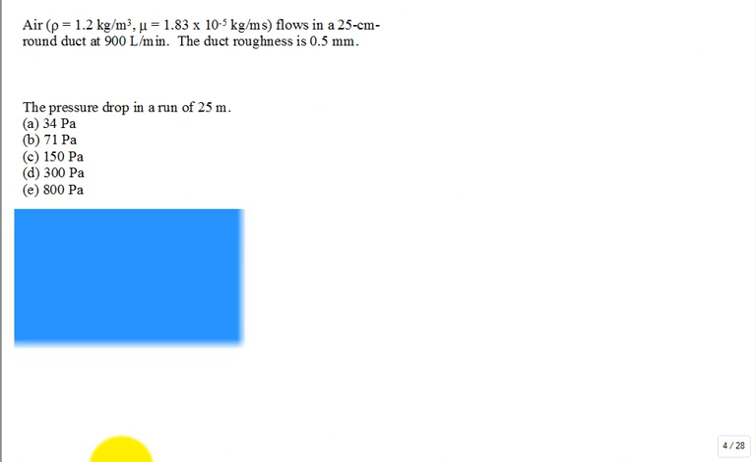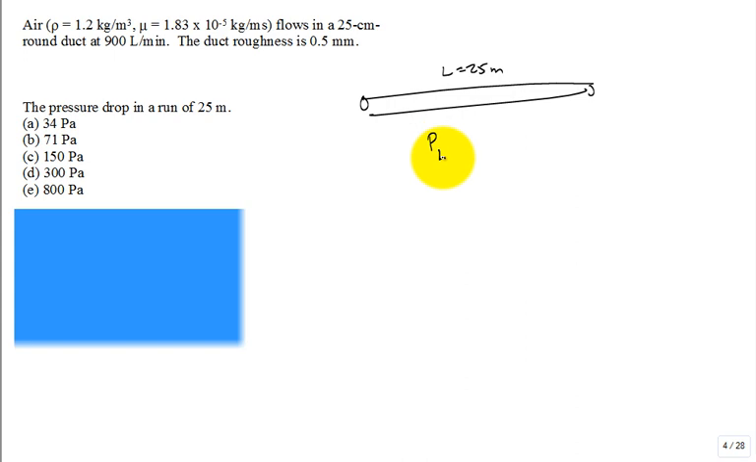So that's 62 pascal. The same airflow, the same duct size, the same flow rate, the same roughness. What's the pressure drop in a run of 25 meters? So I have a run of length 25 meters. What's the delta P, the pressure drop or the pressure loss in pascal? I'll go ahead and start it. How long do you need?